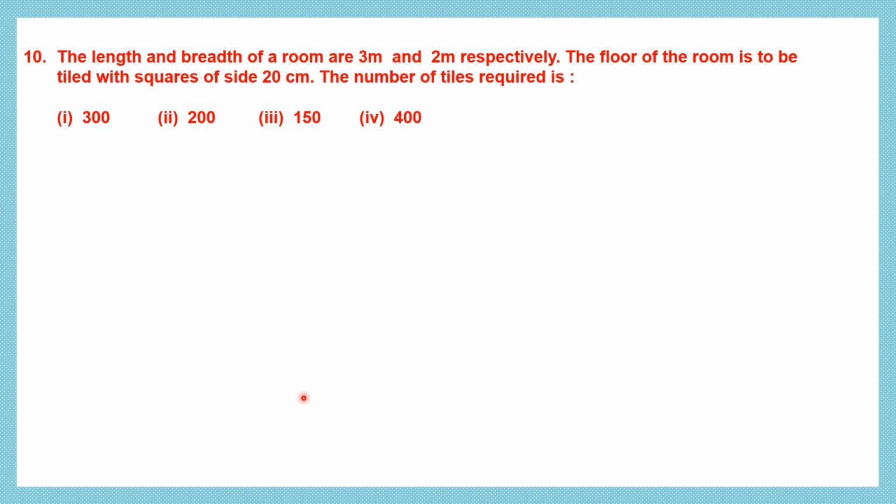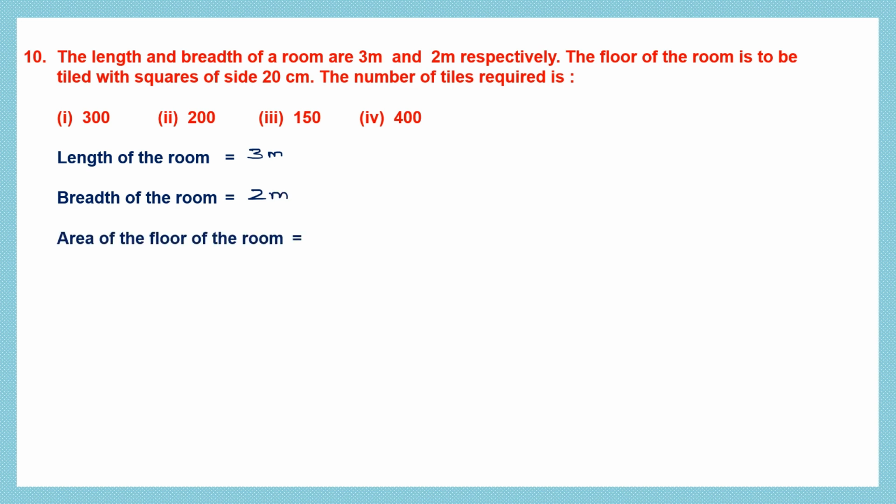So let's begin by saying length of the room, which is given to us, is 3 meters. So the length of the room is 3 meters. The breadth of the room is 2 meters. So this is for the room, the rectangular room. Now to find the area of the floor of the room, the formula is length into breadth. And length is 3 meters, 3 meters into 2 meters. 3 2s are 6. So that makes it 6 meter square.